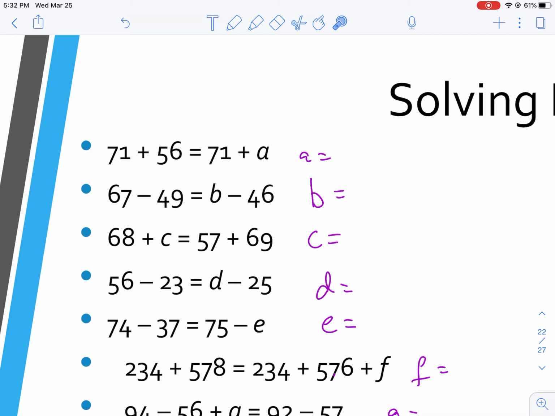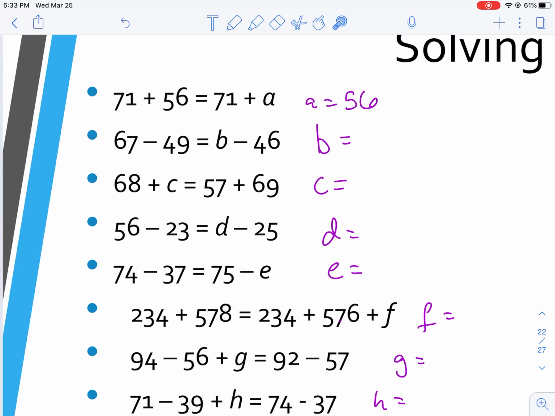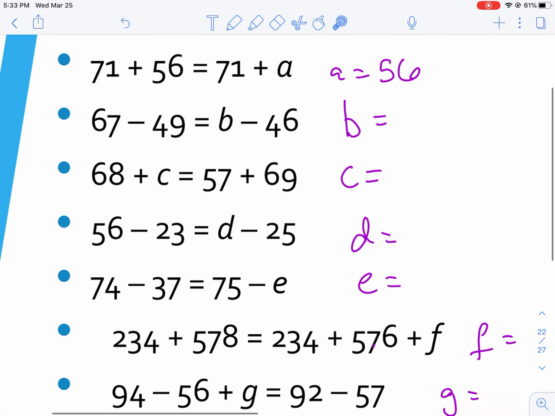But if you look here at the first example, you see 71 plus 56 equals 71 plus A. Some of you are thinking, oh, these are the same, I can just cross them out. Some of you are probably thinking, oh, I should add these together and then subtract this over. But if you're looking at it relationally, you see, hey, if this is 71 and 71, then whatever I add here must be the same here so that these two are the same. And so in this case, we can just jump and write A equals 56.